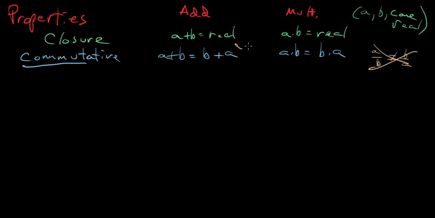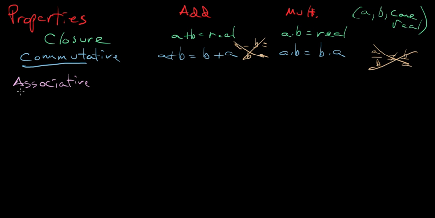And a minus b does not equal b minus a. You can't do that with subtraction or with division. The commutative property only works with addition and multiplication. Remember that. Next one, associative property.